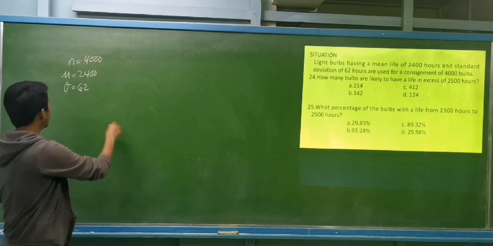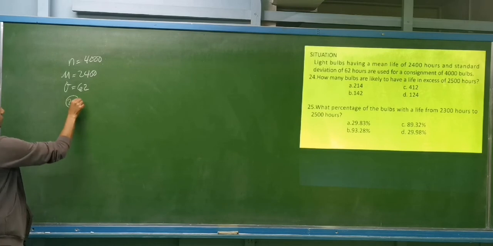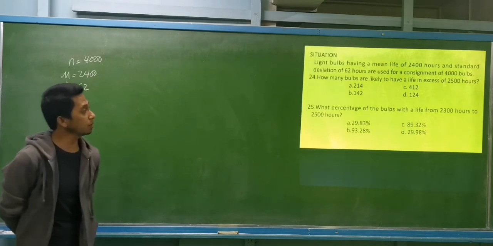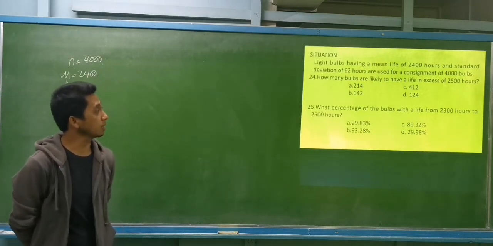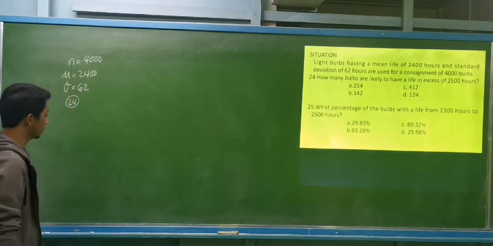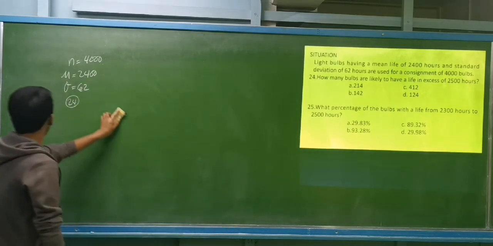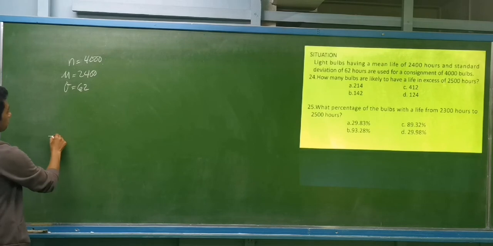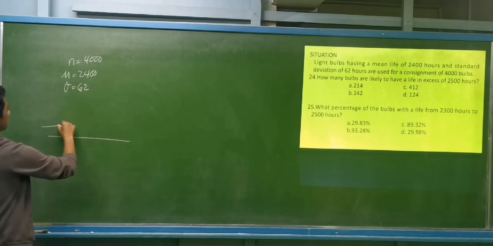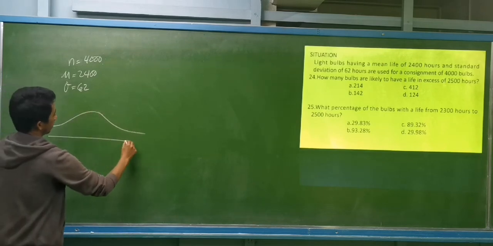So number 24, what is being asked in number 24? It says here, how many bulbs are likely to have a life in excess of 2,500? If we put this on a graph, those values, so this is our bell curve.